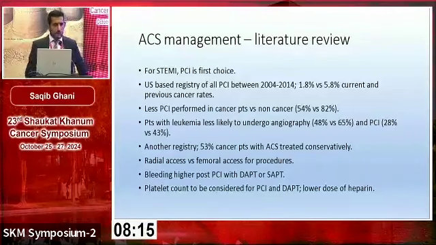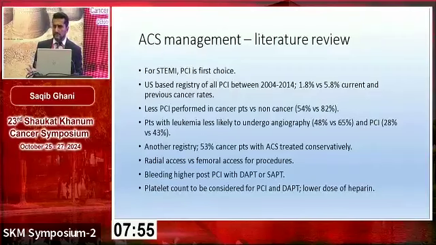If you look at the literature review, I've already mentioned there's very little evidence from randomized controlled trials, so it's mainly registry data. If you look at some studies I've just come across, they looked at a large number of patients in the US who underwent coronary intervention, and they found cancer prevalence of about 2 to 6% in those patients. Overall, globally, less PCI is performed in cancer patients versus non-cancer patients, 50% versus 80%.